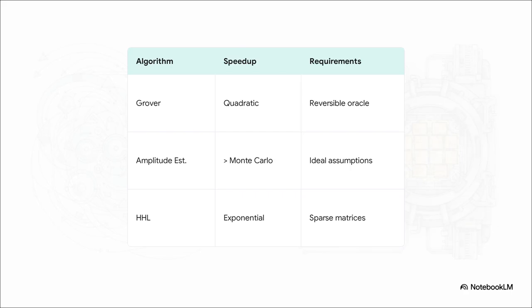And HHL for linear algebra promises exponential or polynomial speedups, but it actually demands sparse, well-conditioned matrices and super efficient state preparation, and it only extracts limited observables. It does not just magically print out the full solution vector for you. So, as you can see, the gap between theoretical promise and practical deployability is vast.